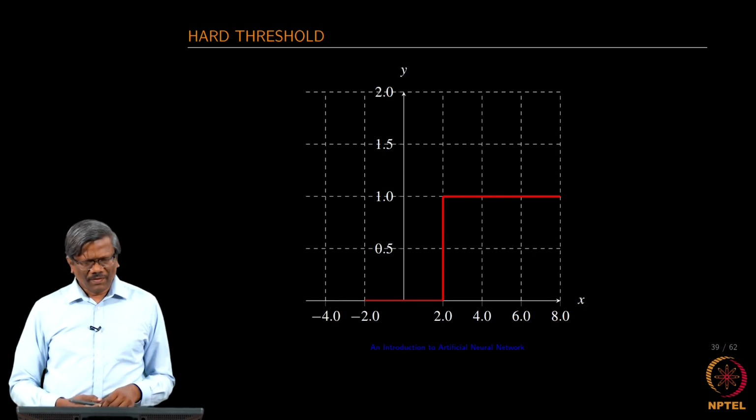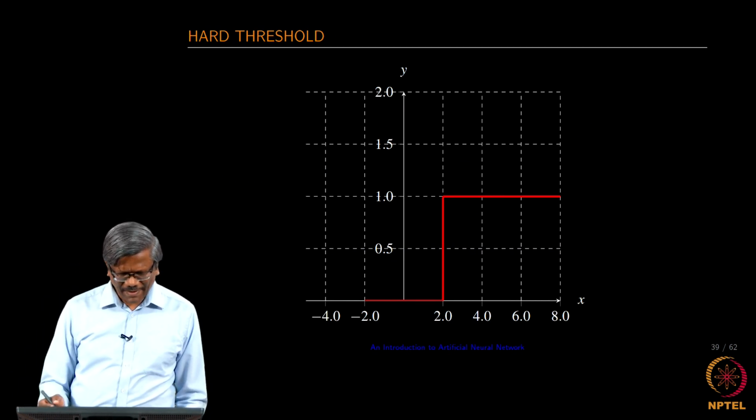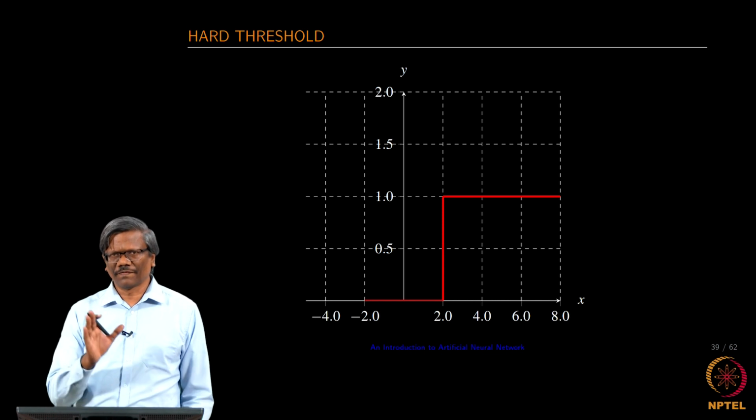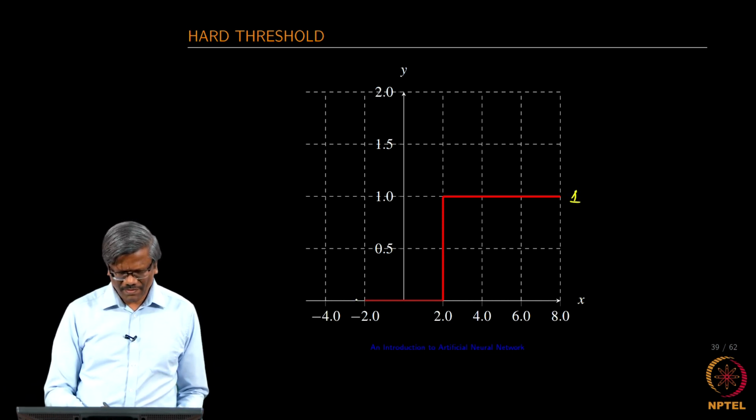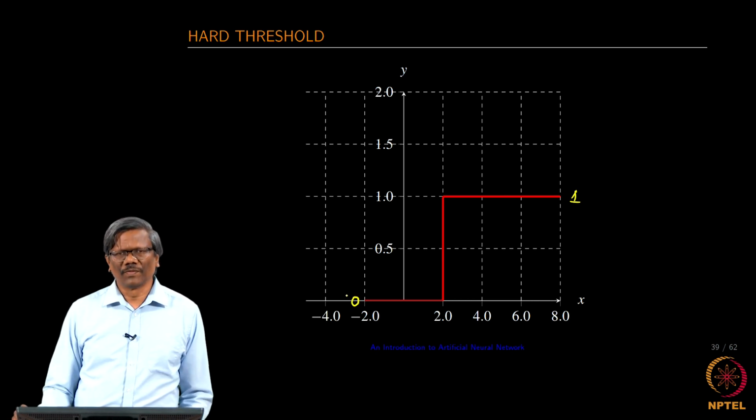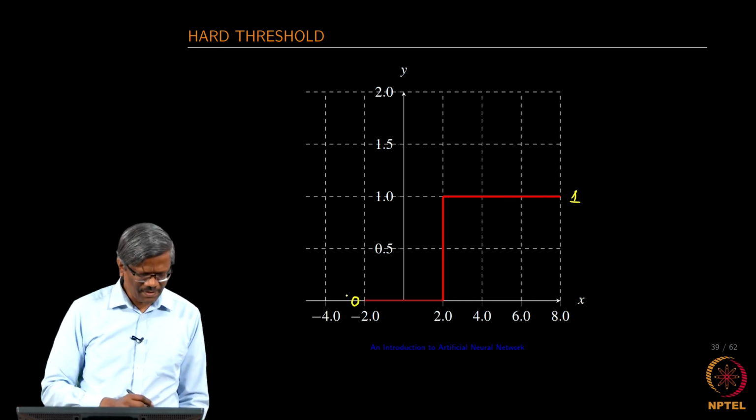I do not need to explain this in detail. A hard threshold is something where if a value is beyond a point, it is 1, otherwise it is equal to 0, right. So, this is the hard threshold that we used in the perceptron.